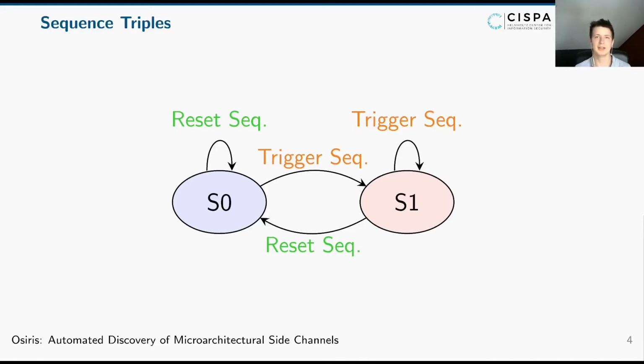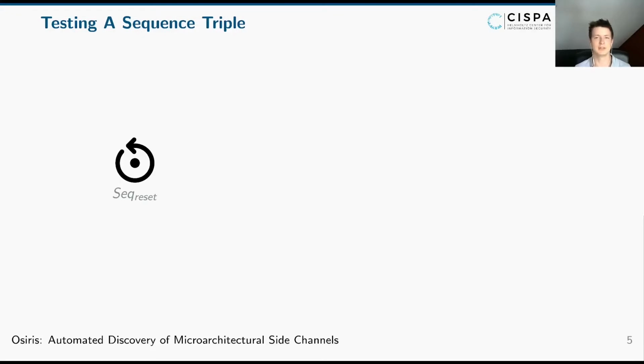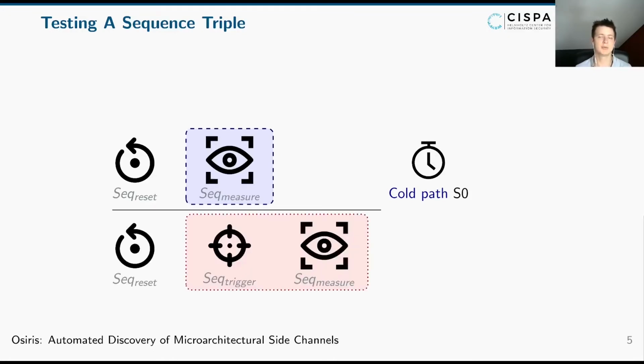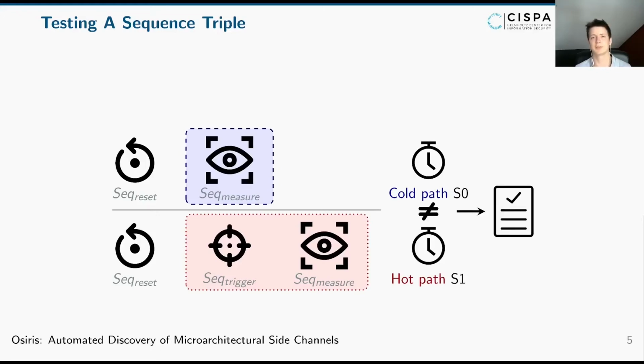Not only that, but given 3 arbitrary sequences, we can actually test whether they form such a side channel or not. To do so, we execute the reset sequence first, followed by the measurement sequence. This gives us the timing of our state S0, or what you can also call our cold path. Then in our second case, we execute the reset sequence again, but this time we follow it by the trigger sequence. So now we have the timing of our state S1, or our hot path. And if those 2 timings are distinguishable, we can report them as a working side channel.